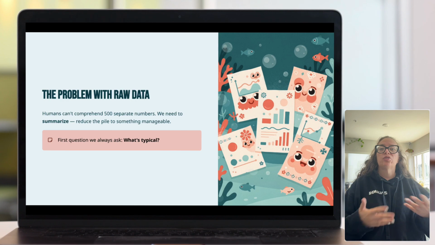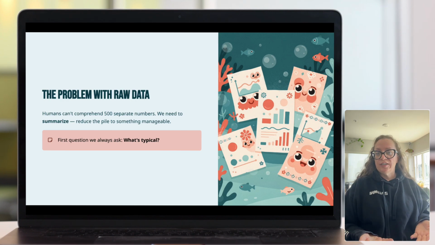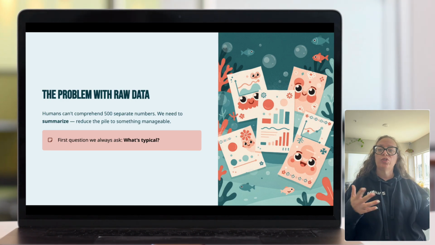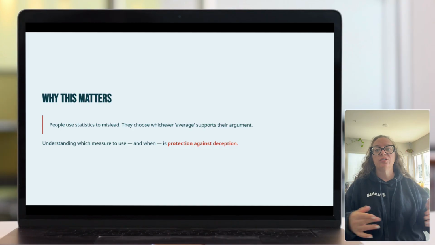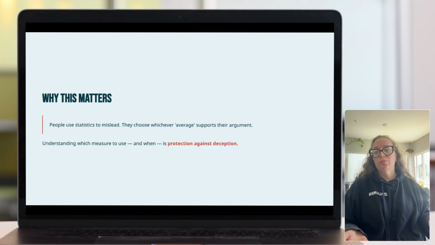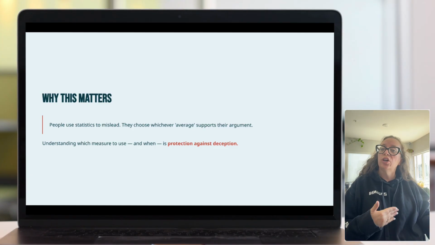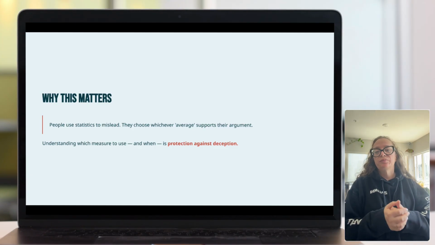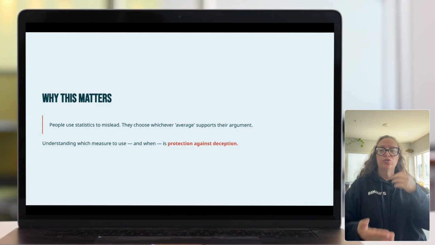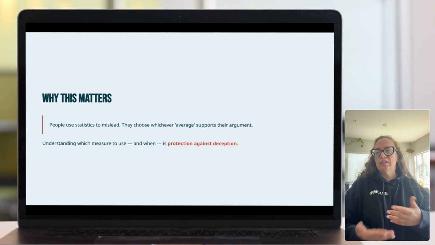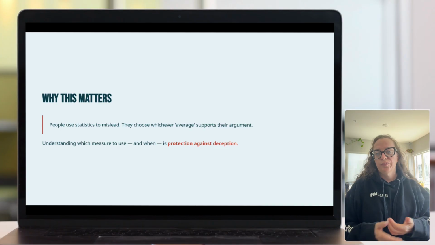And so this matters beyond technique. It matters because people use statistics to mislead. They choose whichever average supports their argument. They report technically accurate numbers, but they're misleading. And if you don't understand the differences between measures of central tendency, you'll be fooled, or you'll fool other people, repeatedly. Understanding which measure to use and when is protection against deception. It's statistical literacy in the most practical sense.